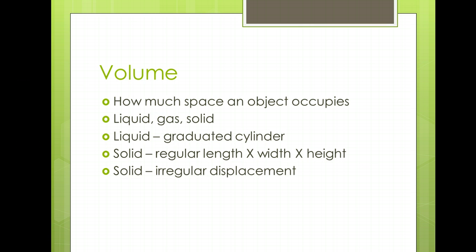Then you would immerse the irregular solid, and then you would again read the measurement of the liquid in the cylinder, or how much the liquid rises. The difference between the volumes before and after is the volume of the solid in milliliters. We'll do a quick lab to calculate the volumes of some regular and irregular solids.